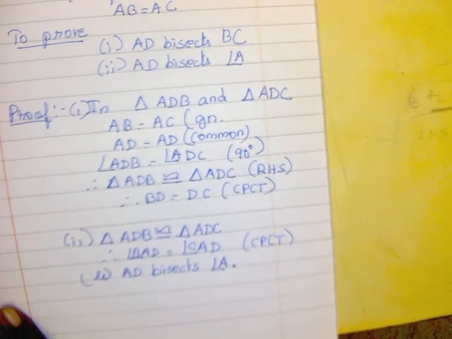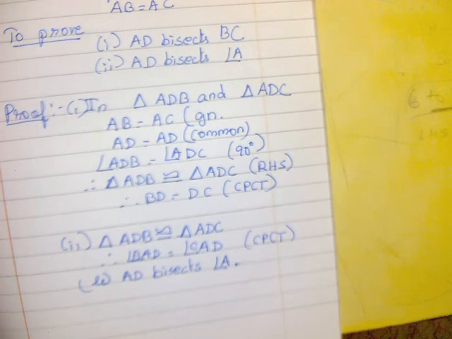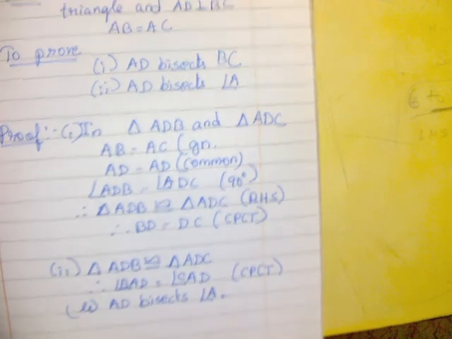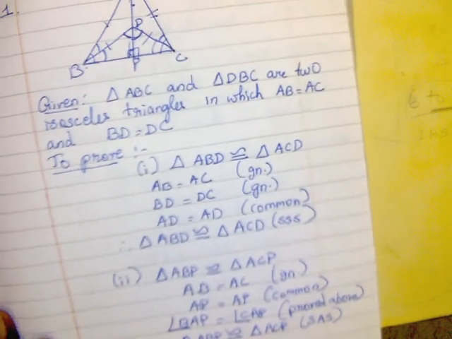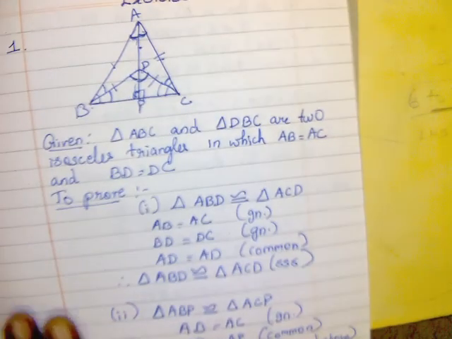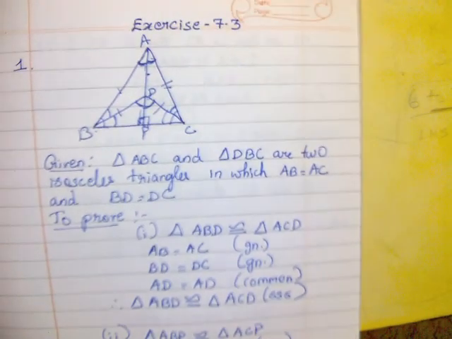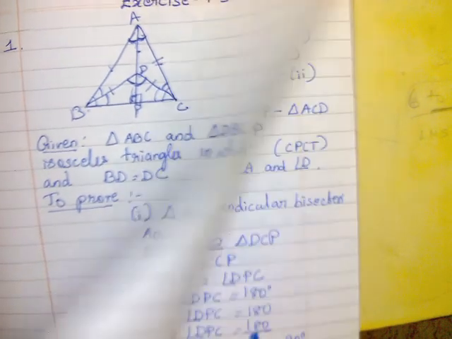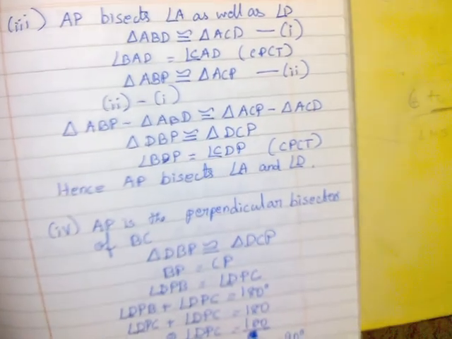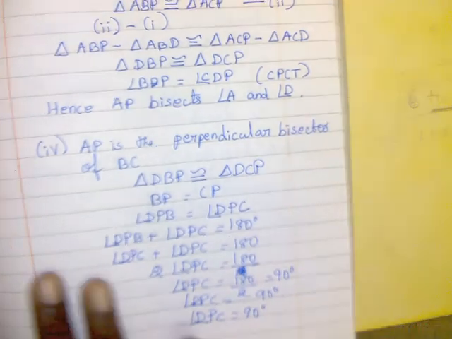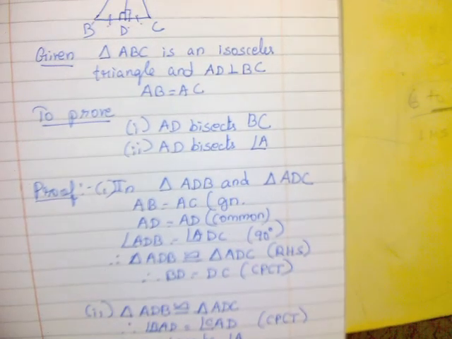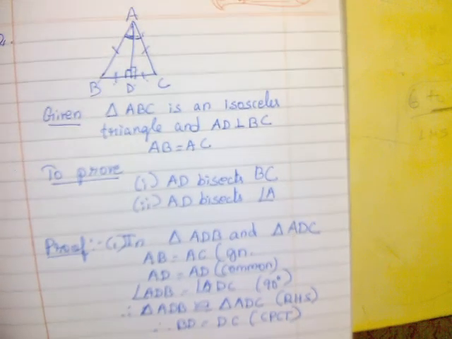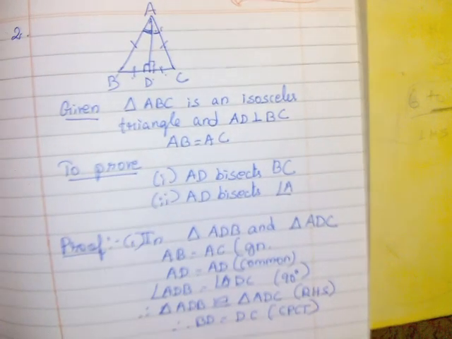Today I taught you two sums, and the remaining sums we will learn in the class. So once again, exercise 7.3. First sum, I already taught in class, the three subdivisions. Third and fourth I taught here. Once again, please go through that and learn. The second sum is also very easy. Here we used the RHS rule. Two sums we did.